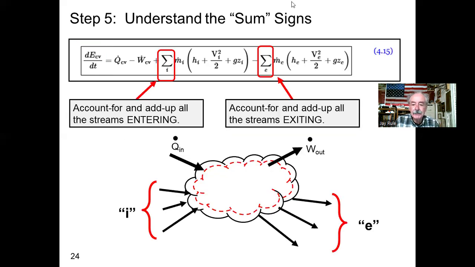Next thing, understand the sum signs. Notice here, summation of all the entering things. It's a glob of stuff. The sum, you've got to account for and add up all the exiting terms. And here's my sketch. On the sketch, recognize that I, visually, you've got to account for all these things going in. And E, that means you've got to account for all the things going out. All right, so understand I and E. What does all that mean?